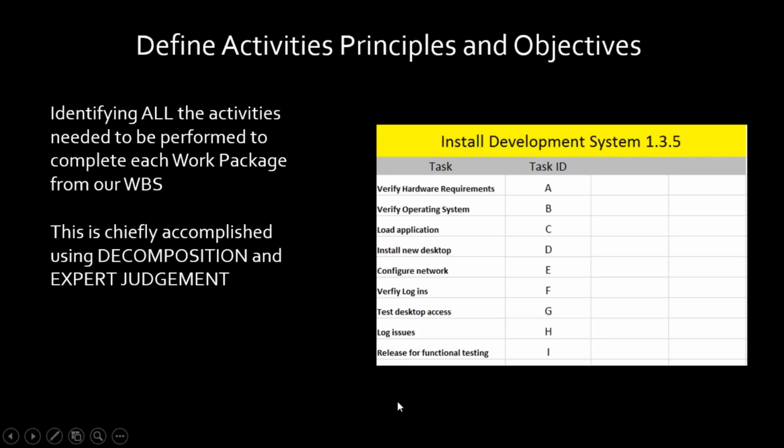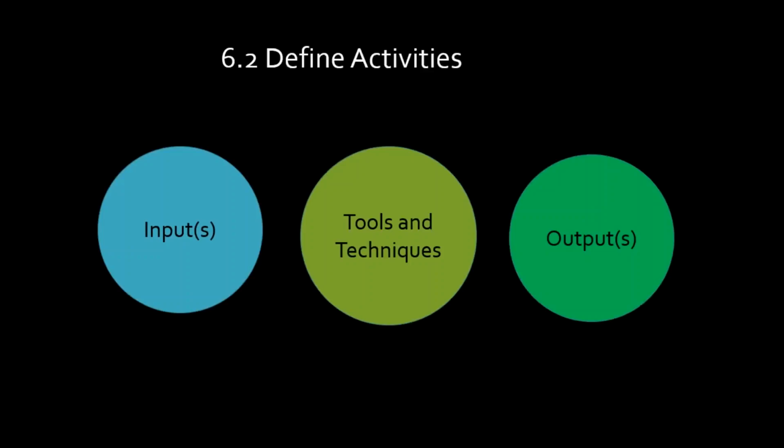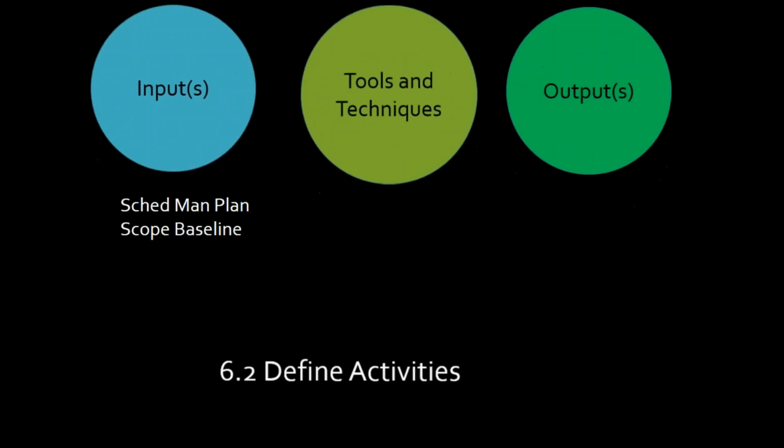This is chiefly accomplished using decomposition and expert judgment, by taking each work package and further decomposing it. The chief benefits become valuable later when we're talking about estimating, scheduling, and controlling. Because what are we doing? This is the bite size that I was talking about. Here it is: 9 tasks of a single work package. I'm going to do exactly this everywhere through the entire breakdown structure.